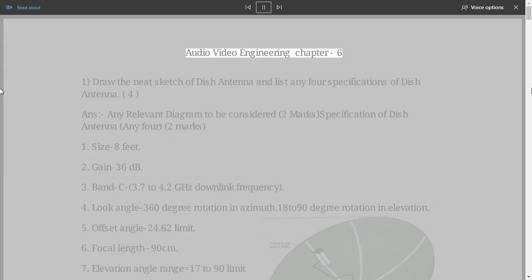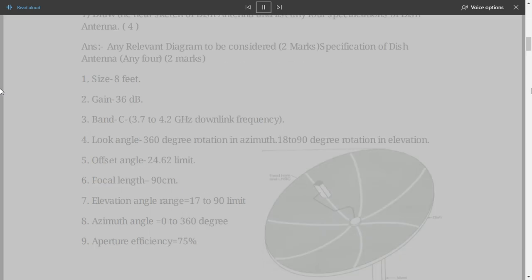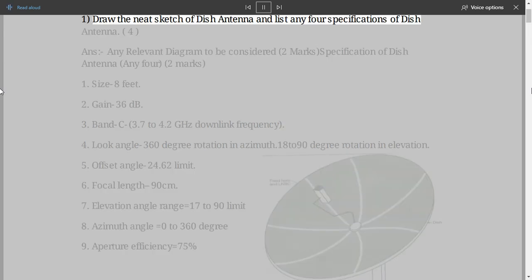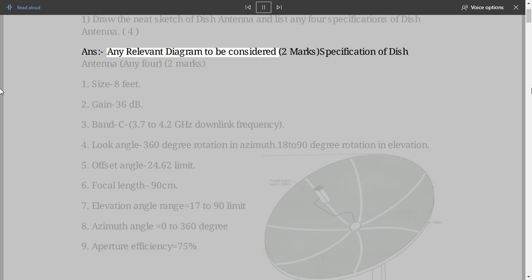Audio Video Engineering Chapter 6. 1. Draw a neat sketch of dish antenna and list any 4 specifications of dish antenna. 4 marks. Answer: any relevant diagram to be considered, 2 marks. Specification of dish antenna, any 4, 2 marks.